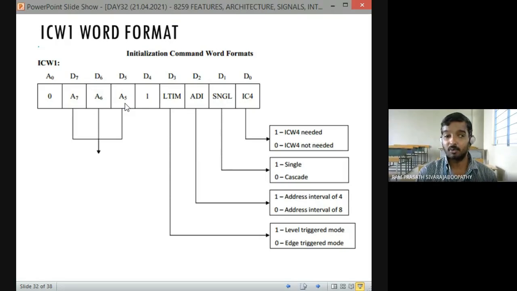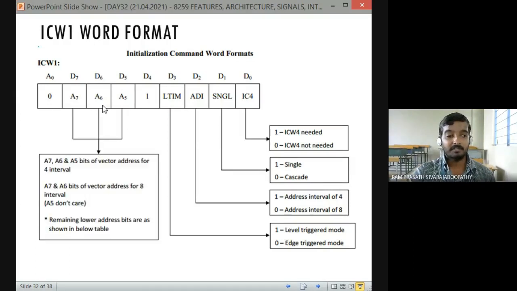Here, to fix the upper 3 bits of the lower byte of the vector address, listen carefully: A7, A6, A5. Actually the vector address is 16 bit. In ICW1, the lower byte of the vector address gets fixed, how? Only these particular 3 bits A7, A6, A5 can I fix. The remaining bits are all predetermined based upon the byte interval.